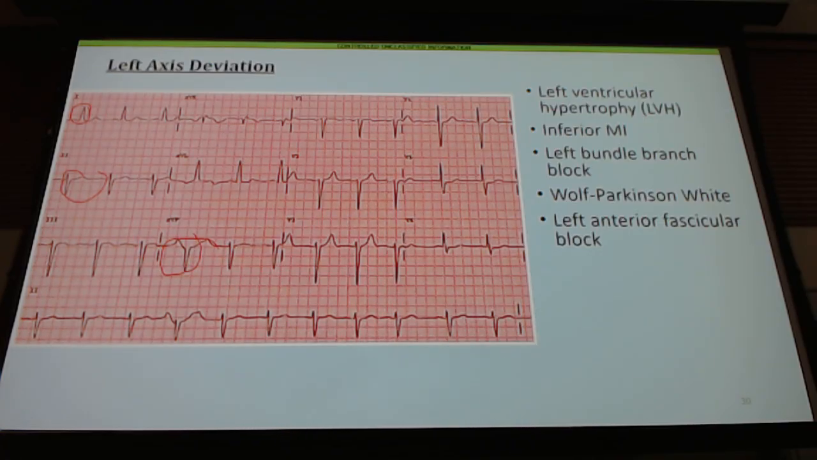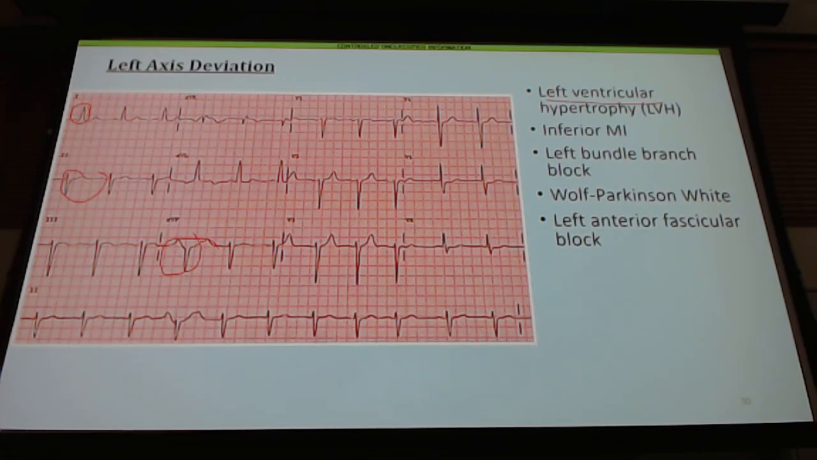So what can cause a deviation to occur in the first place? What pathologies can cause this? Think of it as either that area is bigger than normal, so you have more of an action potential propagating down to that range because that mass of that structure is larger. So in this case, with this left axis deviation, we're looking at a left ventricular hypertrophy.